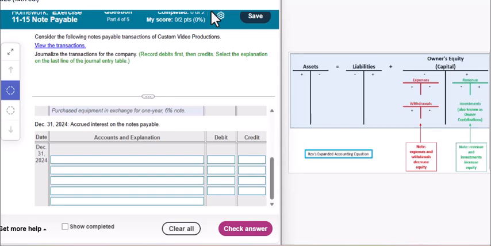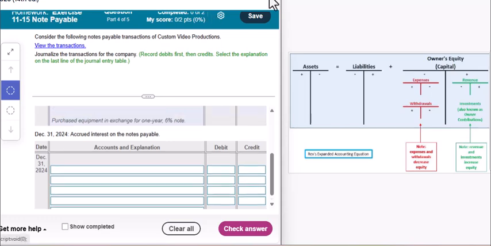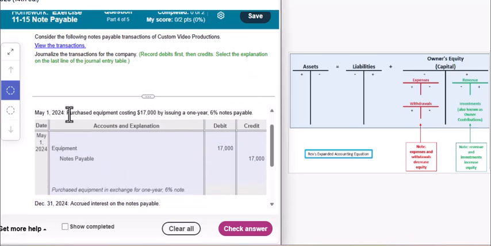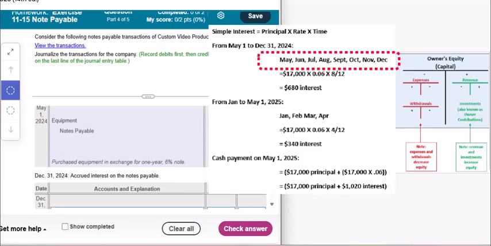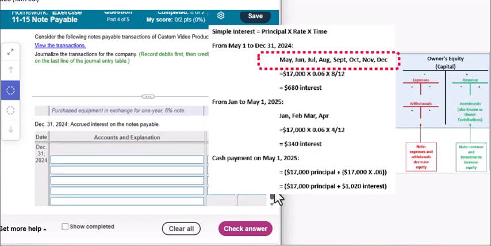Again, that formula is principal times rate times time. We owe interest from May 1st until December 31st. So how many months is that? We have May, June, July, August, September, October, November, December. That is 8 months worth of interest out of 12 that we will need to accrue here.